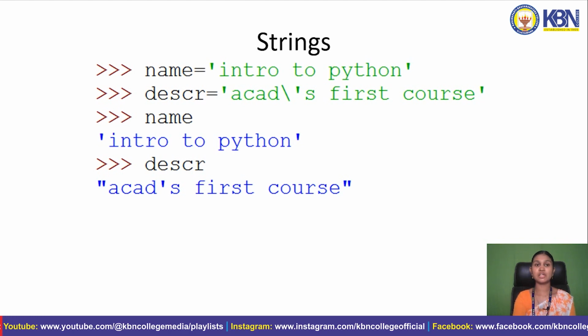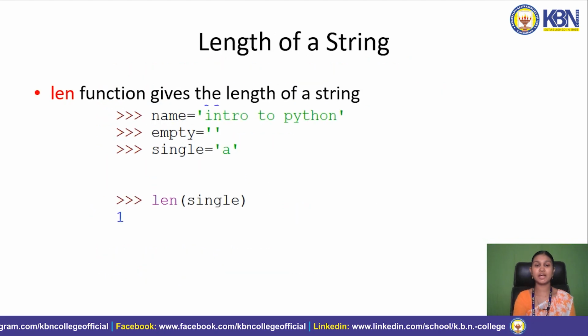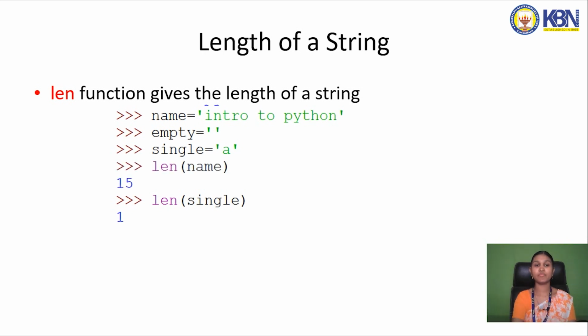In the strings example I declare two variables, initialize their values, and print the statements. Again you have to display the print type also. Now I have to find out the length of the string: name, empty, single. I am passing three variables. For the first variable I give a value, for the second variable I give no value, and for the third variable I give only one value. Here single is 1, so length of name is 15, length of single is 1, length of empty is 0.